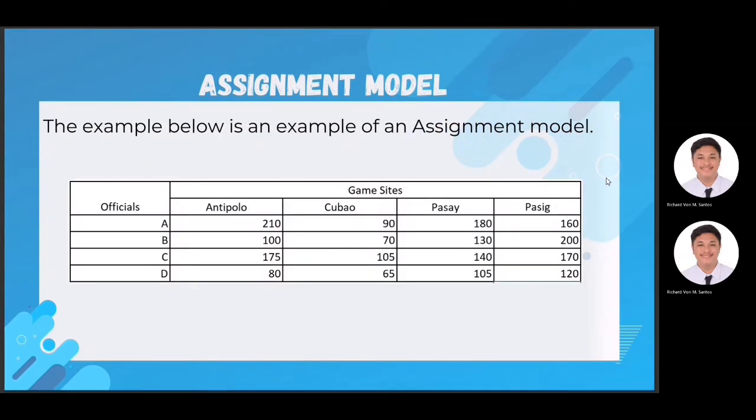So, the Philippine Basketball Association or PBA has 4 basketball games on a particular night. It will be held in Antipolo, Cubao, Pasay, and Pasig. The office wants to assign 4 teams of officials to the 4 games in a way that will maximize the total distance traveled by the officials.